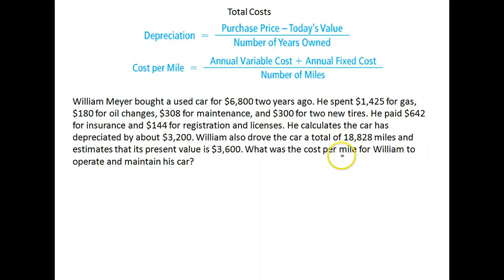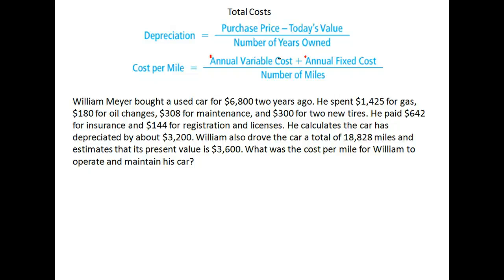Okay, let's talk about the cost per mile to operate a vehicle. So for the cost per mile, what you do is you take any variable costs and add them to any fixed costs. Variable costs would be things that depend on your use of the car. The price of gas goes up and down, that would be variable. Things like that are going to vary. Okay, you add that to any fixed costs.